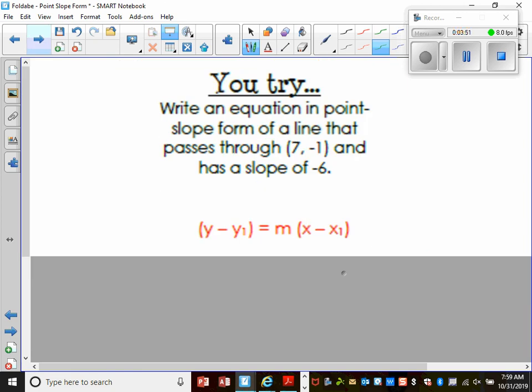All right, here's the you try. So now you're going to do this one. Here's your point, here's your slope, and you're going to drop the numbers into point slope form. Try that one, and then we'll test out and see how you did.